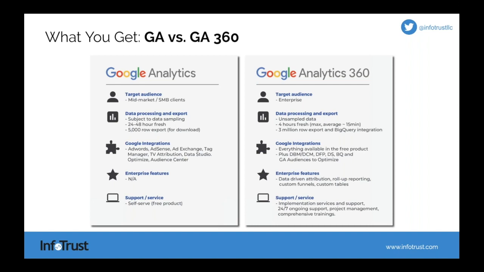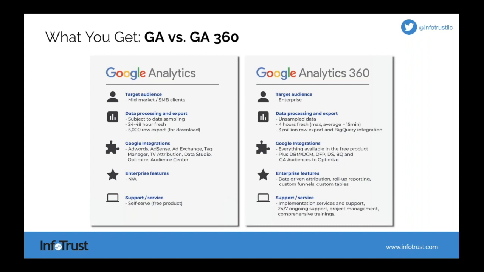With the free version, you get access to a couple of the integrations like AdWords, which is a big one. With the 360 version, you get access to all of the DoubleClick products that have been essentially renamed within that Google Marketing Platform. So Display and Video 360, Search Ads 360, Google Ad Manager, all of those have integrations with only the 360 version.